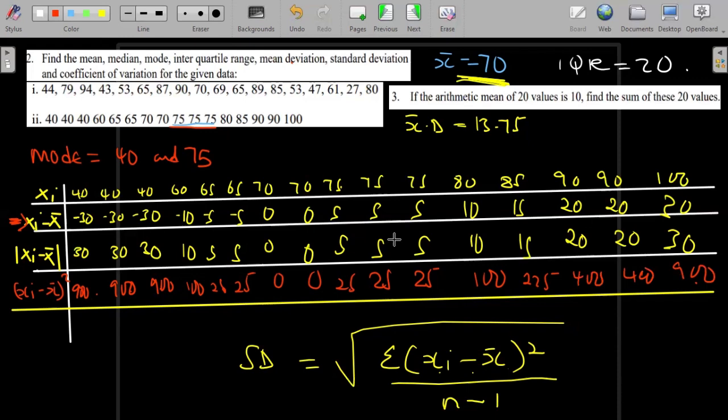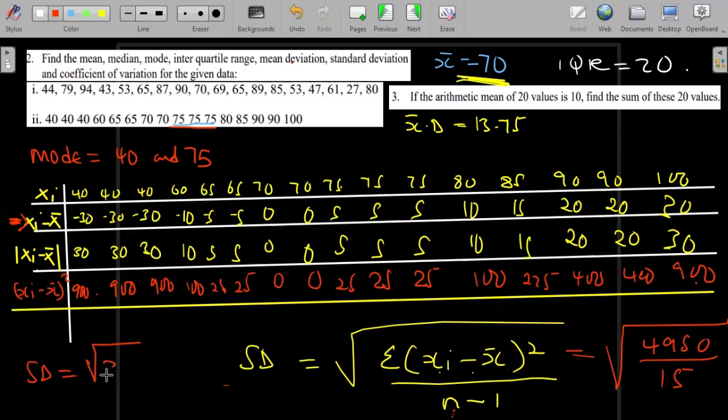So what I'm getting is this value. This will be the square root of, so the summation of this is giving me 4,950 divided by, what is n? n is 16. So 16 minus 1, it is just what? 15. So it means my standard deviation will just be equals to, okay, this 4,950 divided by 15, it is giving me 330 like that.